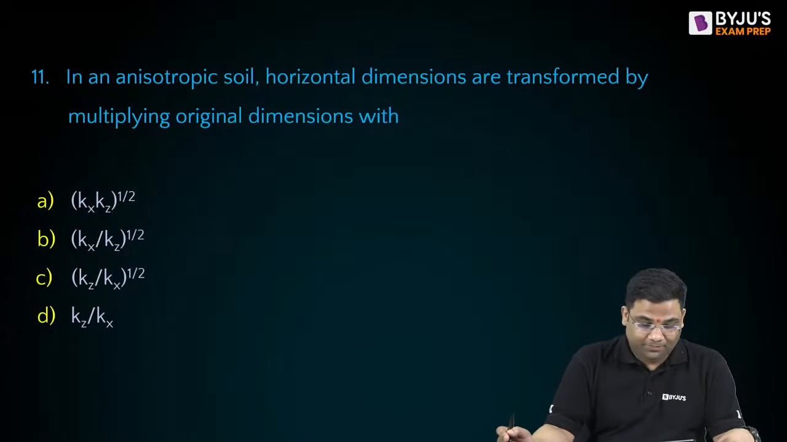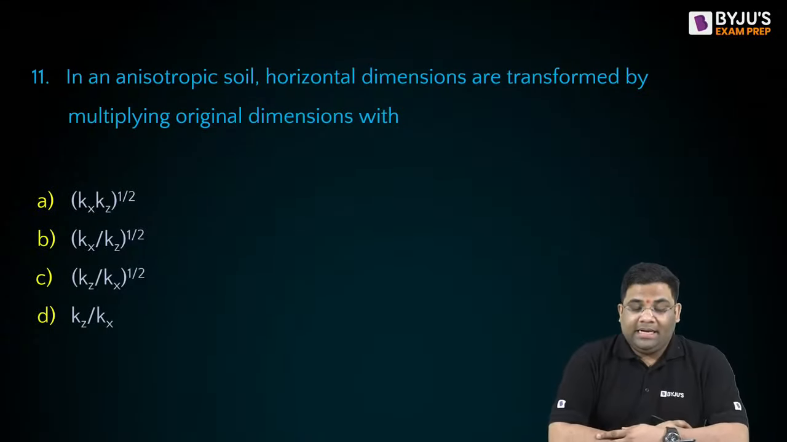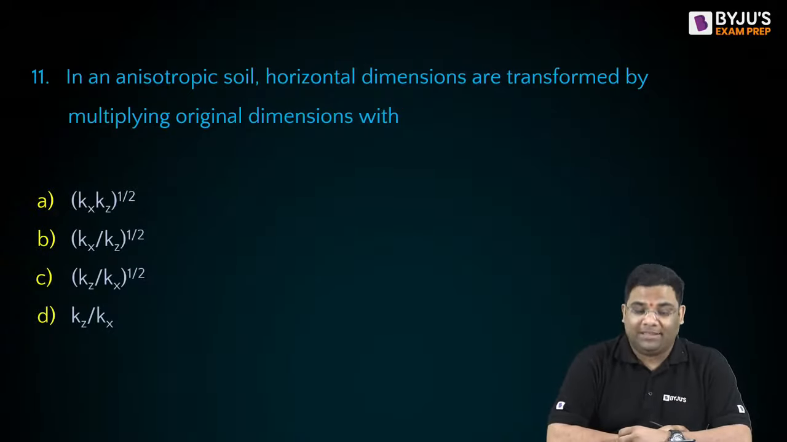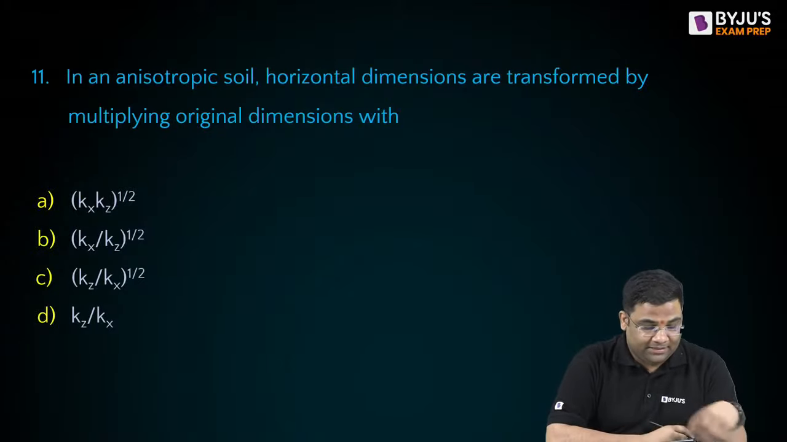Please solve this. In an anisotropic soil, horizontal dimensions are transformed by multiplying original dimensions with. Okay, what is the right answer? Let us see.